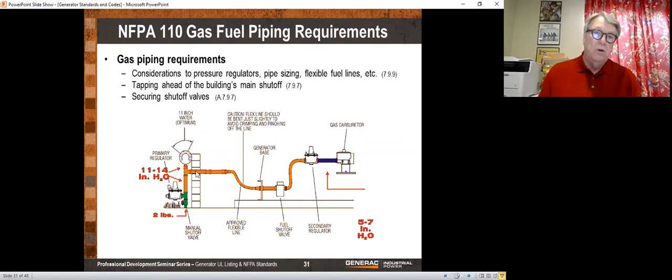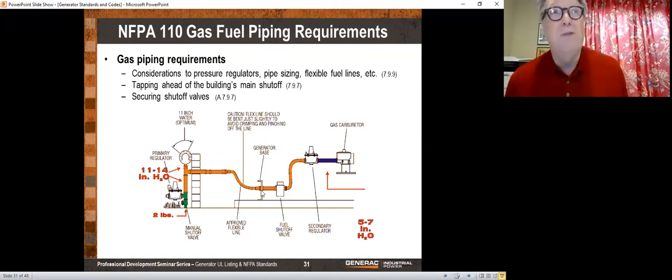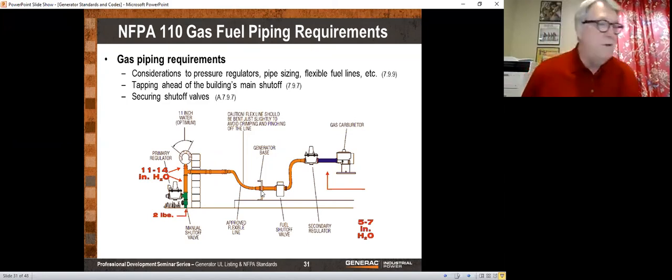Then what you need to do is have 10 feet of pipe between the regulator and the generator. That doesn't mean the regulator is 10 feet away from the generator. The regulator could be right by the generator. You might just have to run some pipe down and back in order to get 10 feet of pipe before you actually go into the generator.